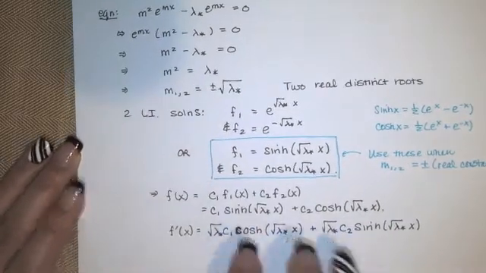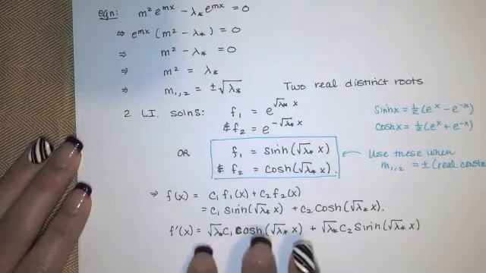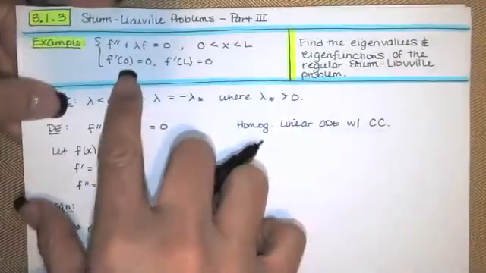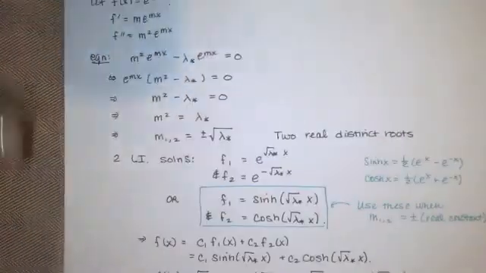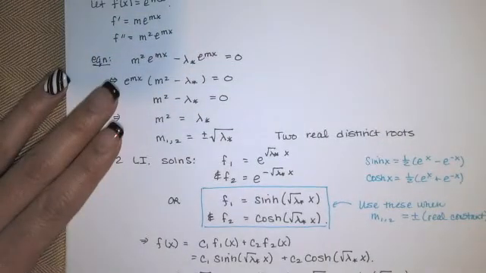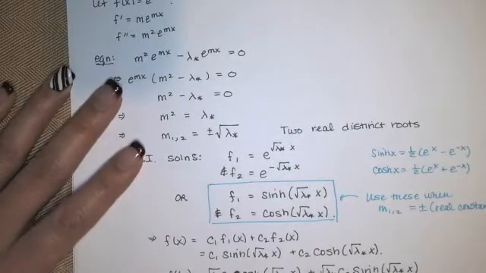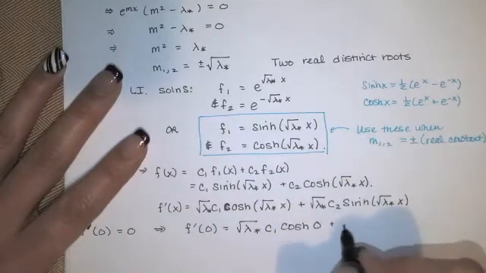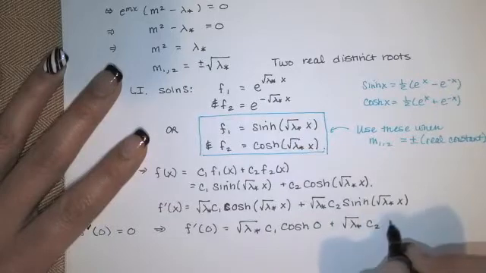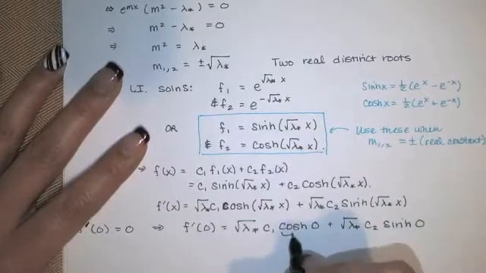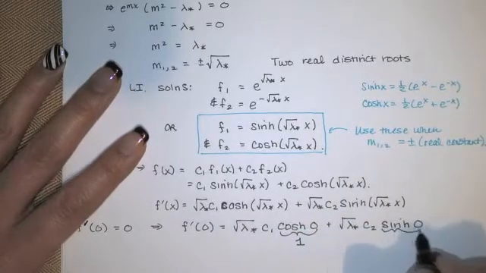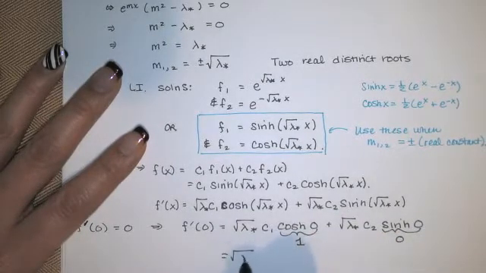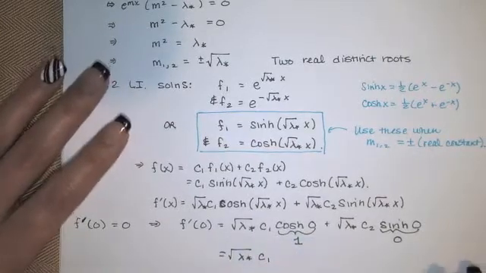Okay, so we're going to substitute into this using our boundary conditions. So our first boundary condition is that f prime of 0 is equal to 0. So that means f prime of 0 equals this constant times C1 times the hyperbolic cosine of 0, plus this other constant times C2 times the hyperbolic sine of 0. Hyperbolic cosine of 0 is 1. Hyperbolic sine of 0 is 0. So we end up with this positive constant times C1 after simplification.